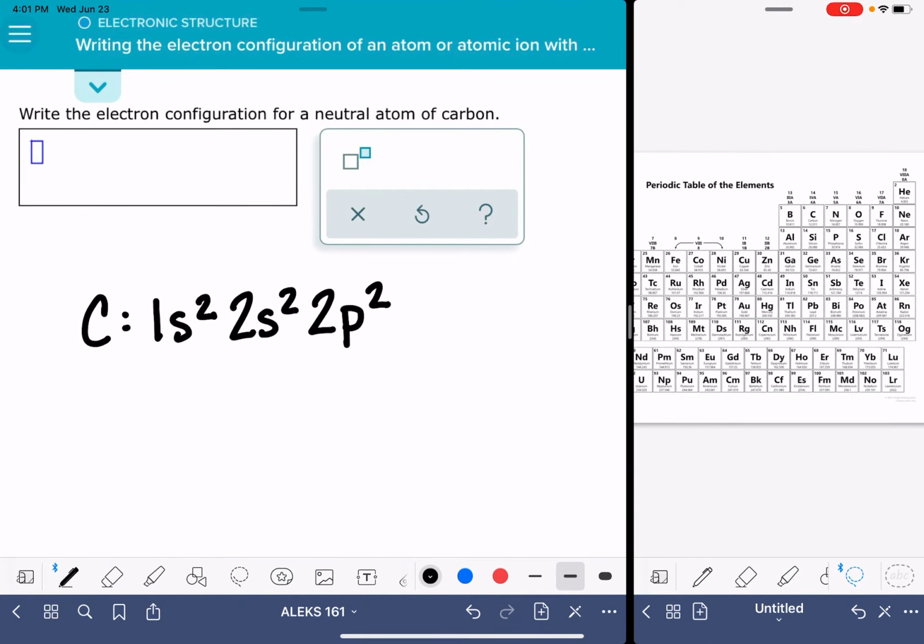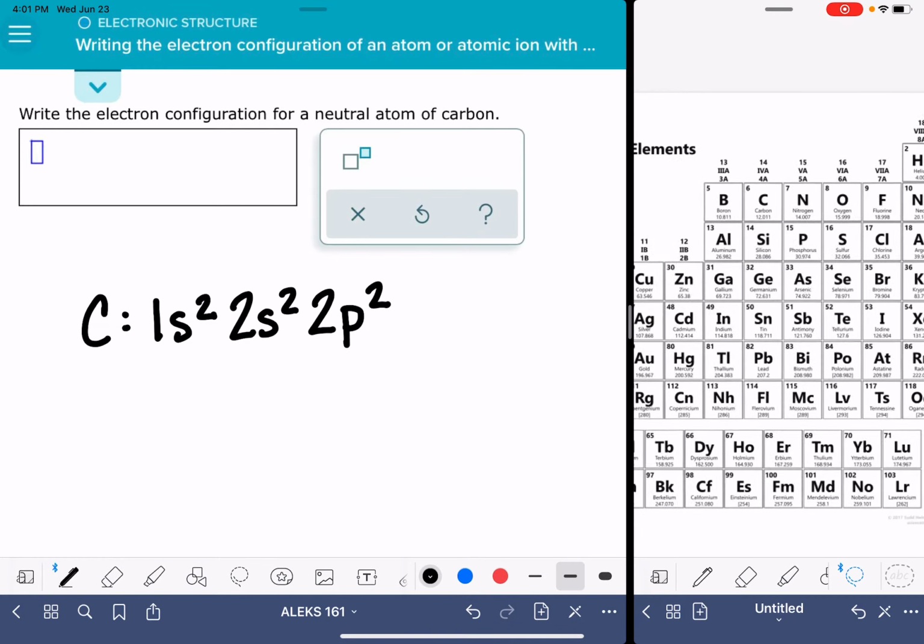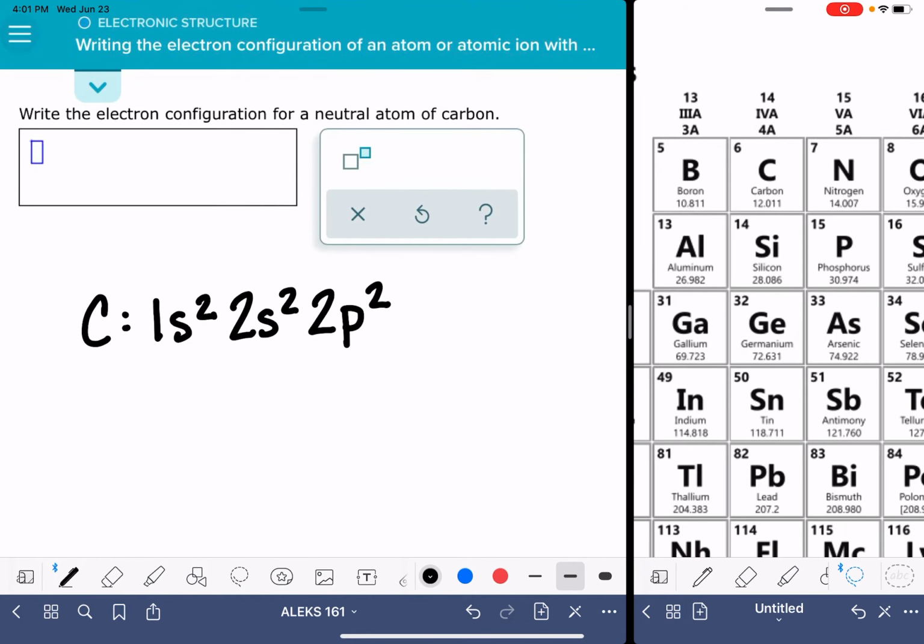So that is assuming that you understand how to write electron configurations. If not, you definitely want to review that a little bit. And since that's what this problem is asking me, just for the neutral atom, that's what I'm going to put into this box. 1s2, 2s2, 2p2.